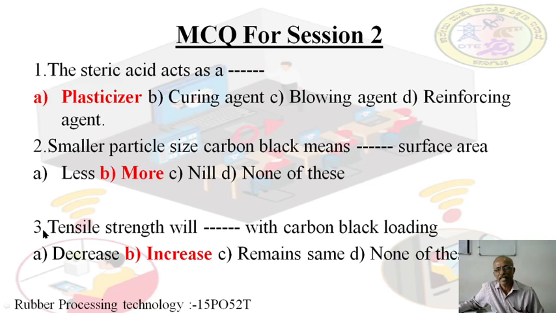Third one, tensile strength will dash with carbon black loading. What will happen when we load carbon black into the rubber? Option A decrease, B increase, C remains the same, D none of these. So what will happen when we add carbon black to the rubber compound? Tensile strength will increase, along with the dynamic properties and hardness also.